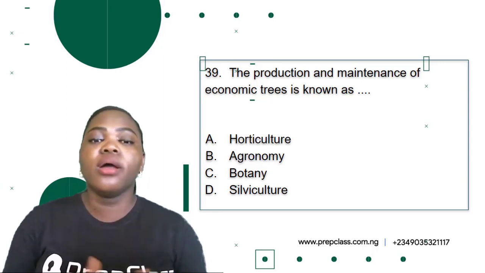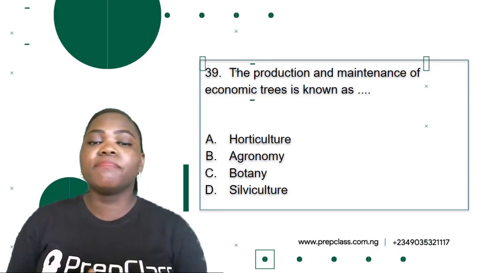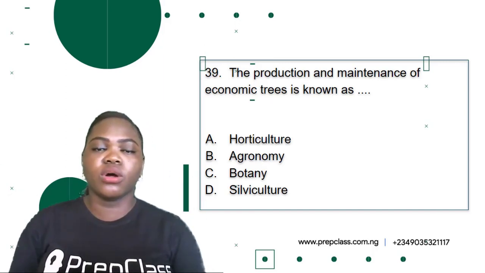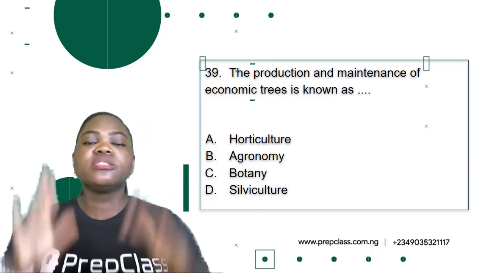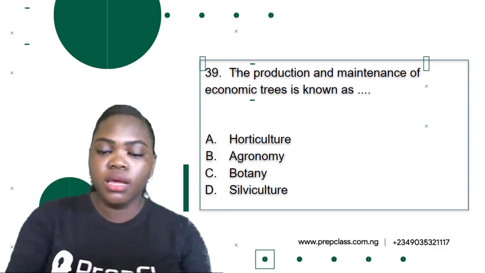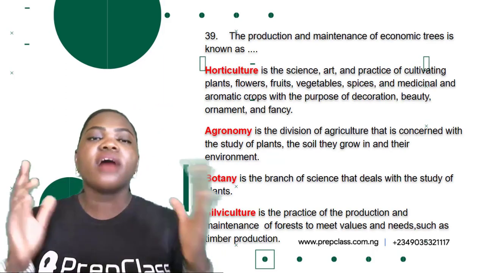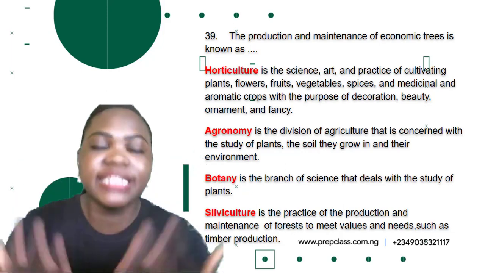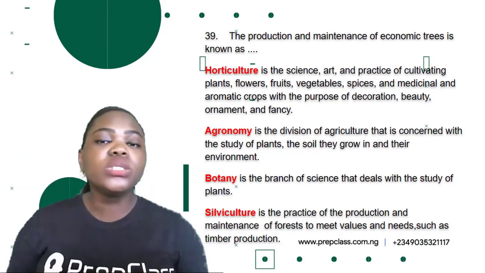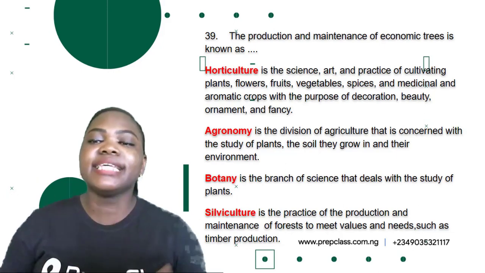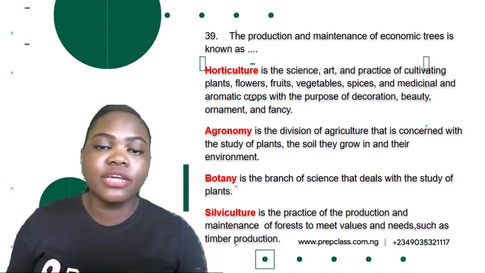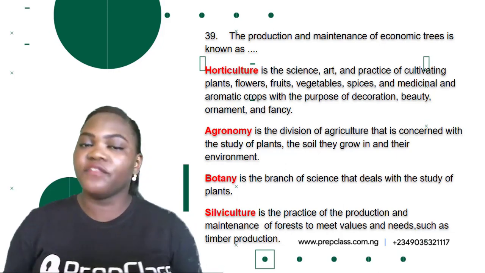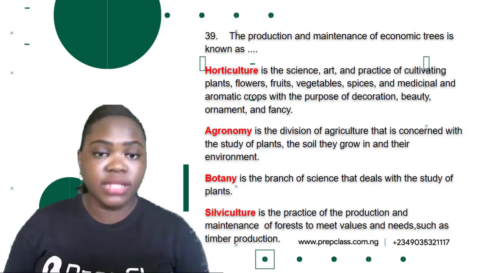A. Horticulture. B. Agronomy. C. Botany. D. Silviculture. So which of the following options is correct? To find out the correct option, we need to know the meaning of each of the options. The first one is horticulture. Horticulture is the science, art and practice of cultivating plants, flowers, fruits, vegetables, spices and medicinal and aromatic crops with the purpose of decoration, beauty, ornament and fancy. So horticulture is not the answer.